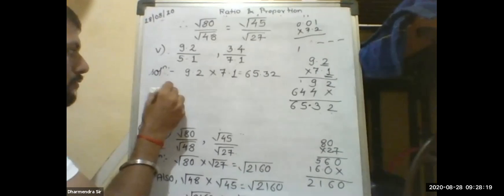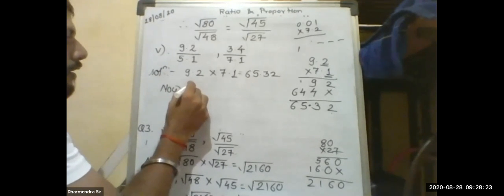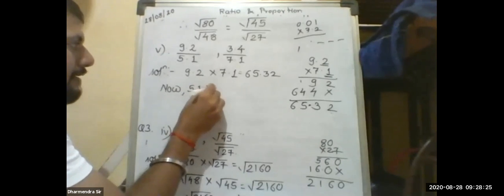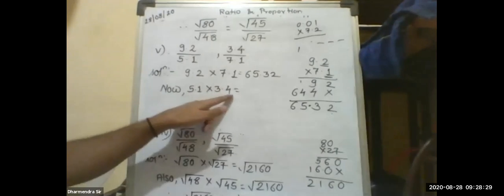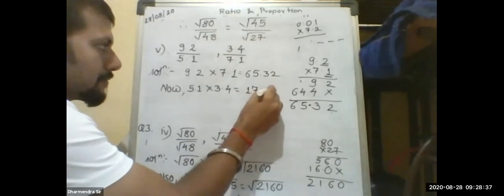Now 5.1 into 3.4. This part you should calculate. I have done this for you. We'll be getting an answer as 17.34. This part you should try: 17.34.